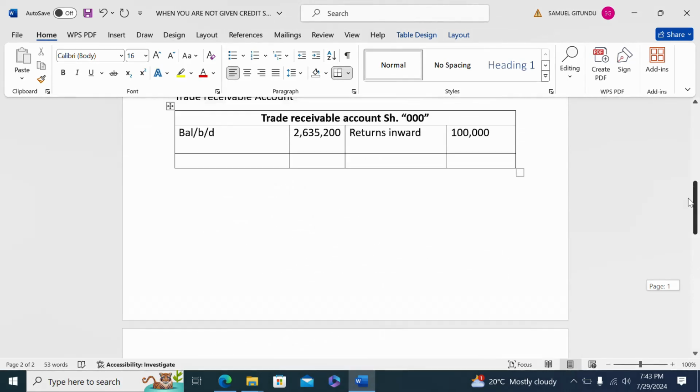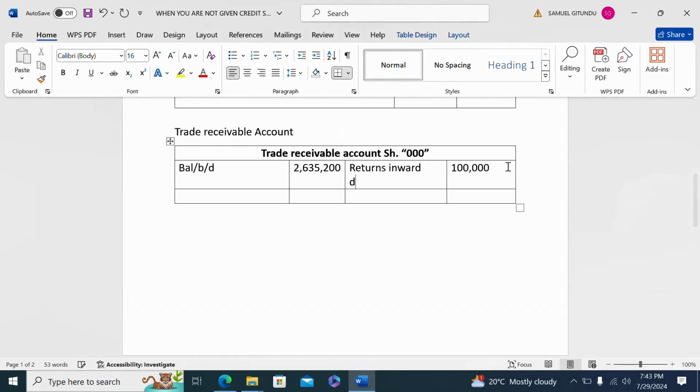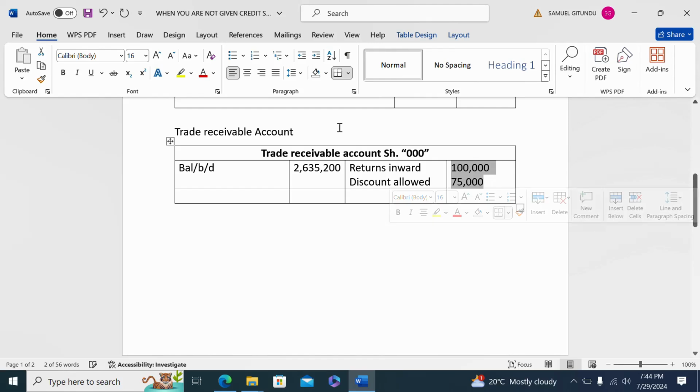So I'll just come here and write discount allowed. The discount allowed amounted to 75,000. Let us push this to that corner.